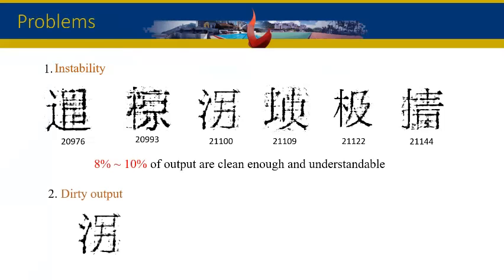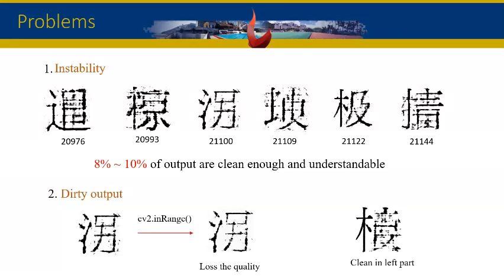The second one is the dirty output. The characters are always generated with some noise. We tried to clean this noise by image processing, such as functions in CV2, but it decreases the quality of the picture. However, please look at the left part of this one. The model has the potential ability to give a really clean result like this.